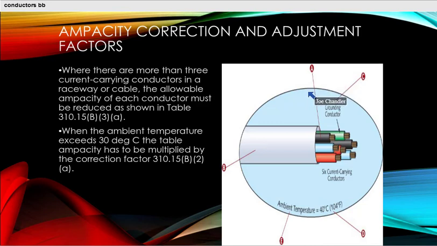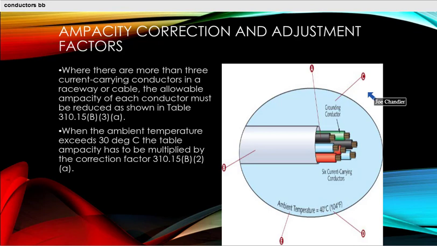Okay, now we said that we had a conductor. It's in Table 310.15(B)(16). We have not more than 3 current carrying conductors in the raceway, and an ambient temperature of not more than 30 degrees C or 86 degrees Fahrenheit. But now those conditions change. So what do we have to do? Something has to give, right?